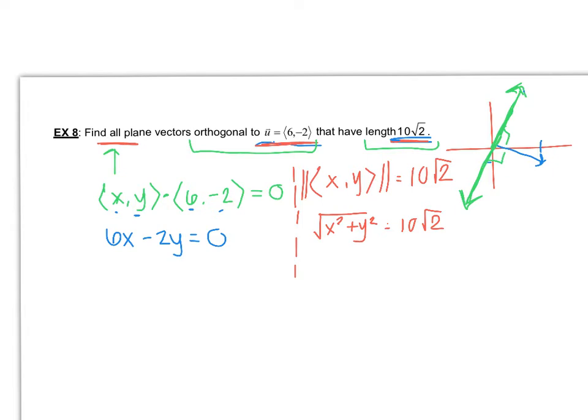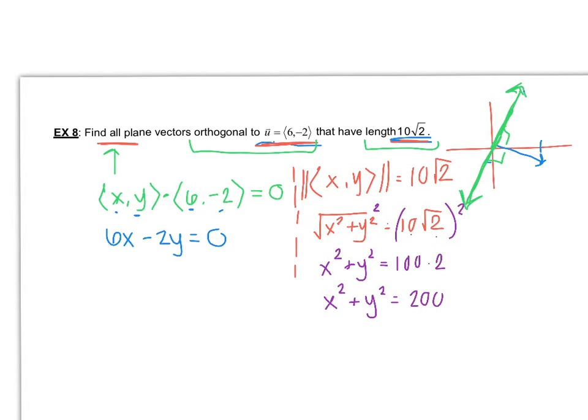So let's start simplifying this one on the right. In the process of solving for x or y over here, it would make sense to square both sides of this to get rid of this square root. We end up with x squared plus y squared equals 10 root 2 squared. So we're squaring 10 and we're squaring the square root of 2. So that would be 10 squared, which is 100, times the square root of 2 squared, which is 2. So we end up with the equation x squared plus y squared equals 200.